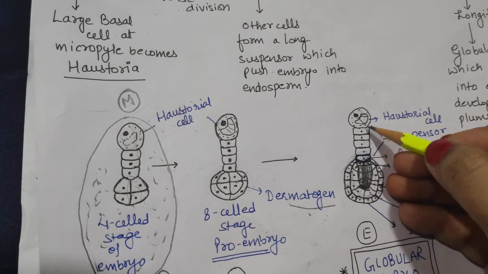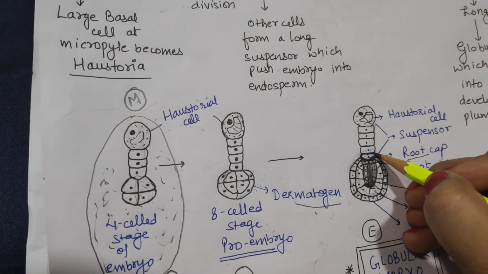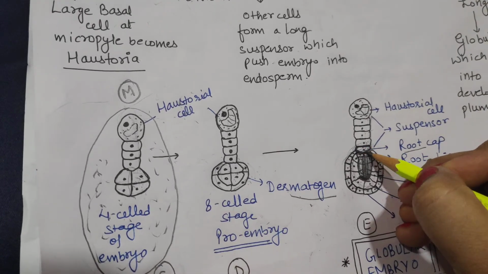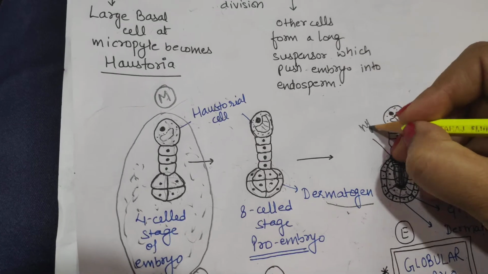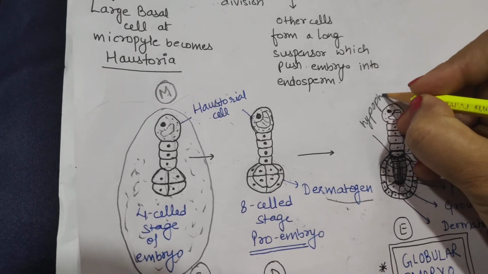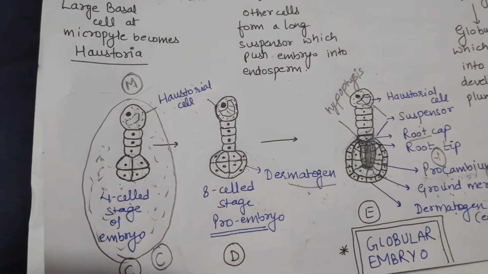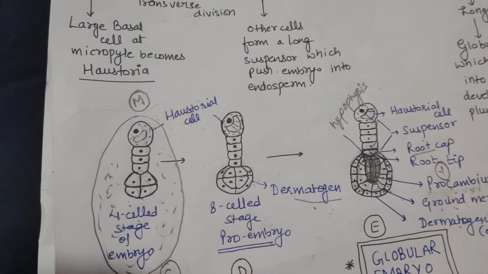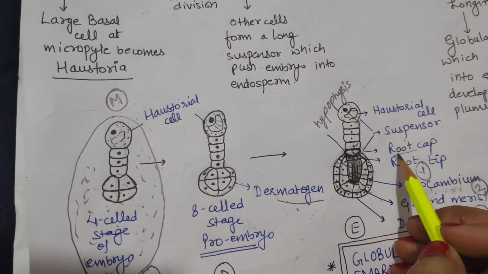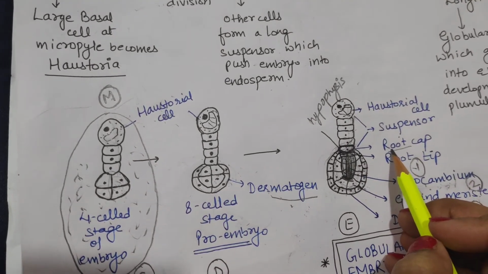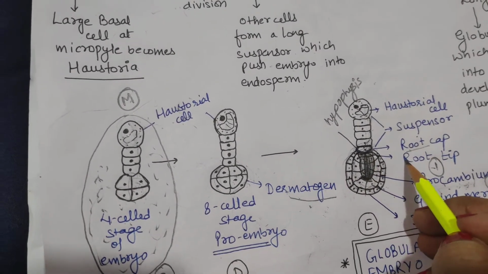The lowermost cell of the suspensor touching the embryo is called hypophysis. This cell will later on help in the development of root meristem. In future it will form the root cap. The hypophyseal cell will form the root cap, and this root cap is protecting the root tip.